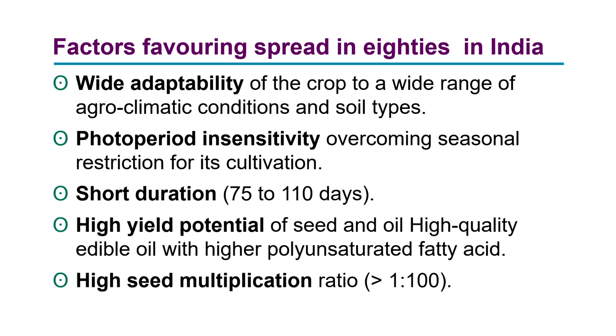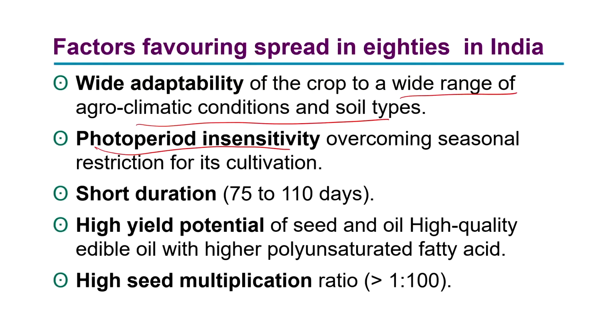First was wider adaptability of the crop to a wide range of agroclimatic conditions and soil types. Second one, photoperiod insensitivity. Actually this is a day neutral plant. It does not need longer days or shorter days. It can flower under various conditions, overcoming the seasonal restriction for its cultivation. Therefore, in India, sunflower can be cultivated round the year in some places.